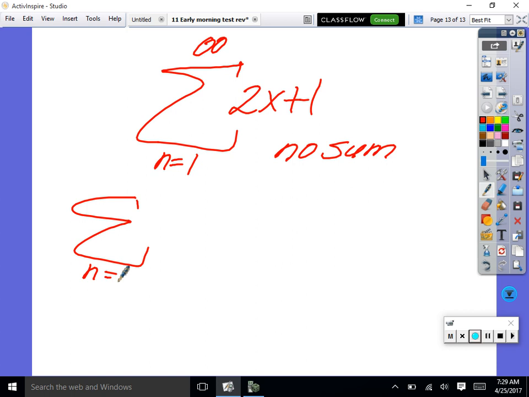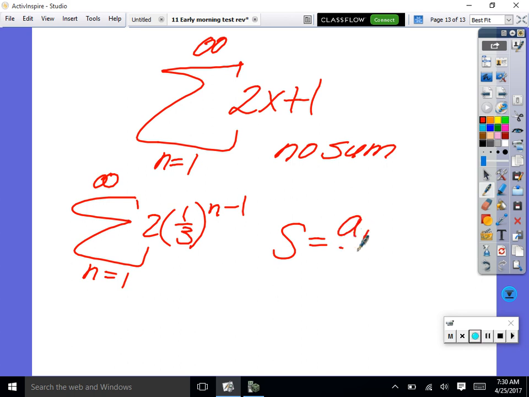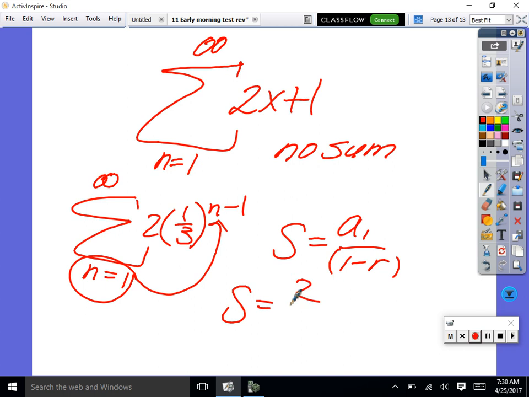But let's pretend we have this: the sum of n equals 1 to infinity of 2 times 1/3 raised to the n minus 1. It's geometric. We can find the sum of an infinite geometric if it's getting smaller and smaller. Aren't we going to be multiplying by 1/3 each time? It's going to get smaller and smaller. This one you can't type into your calculator. You have to use the formula, which is a pretty nice formula. The sum of an infinite geometric that gets smaller and smaller is this one. So a sub 1 is the first term, so would it be 2? So the sum is 2 divided by 1 minus our r, which is 1/3.